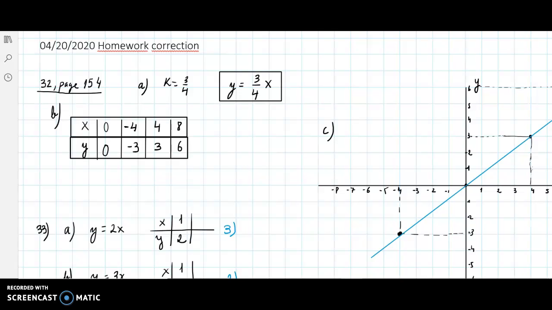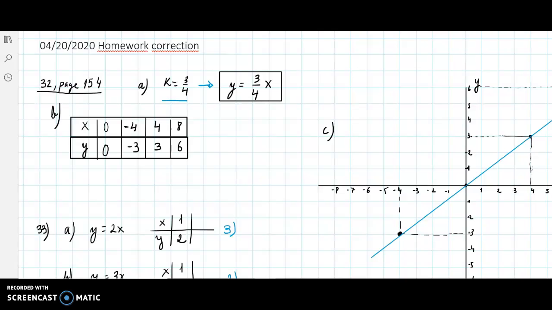Well, I'm going to correct the homework that I sent the other day. The first exercise is the 32, page 154. In that exercise, you had the constant of proportionality, so you had to write the formula of this function of direct proportionality.